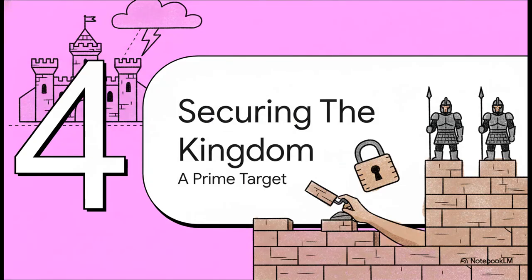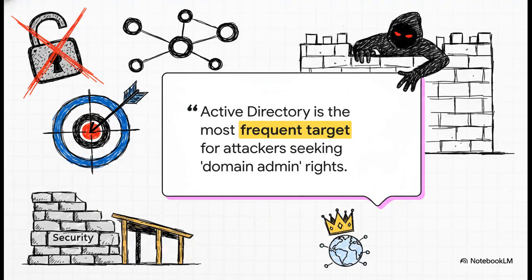Okay, so you've got the blueprint. The communication is flowing. The foundation is built. But let's be honest, a kingdom without walls is just asking for an invasion. It is time to talk about the single most important part of this whole thing: security. This quote right here should honestly send a chill down your spine. For attackers, Active Directory is the holy grail. Why? Because if they can get domain admin rights, they don't just have a key to one room. They have the master key to your entire kingdom.